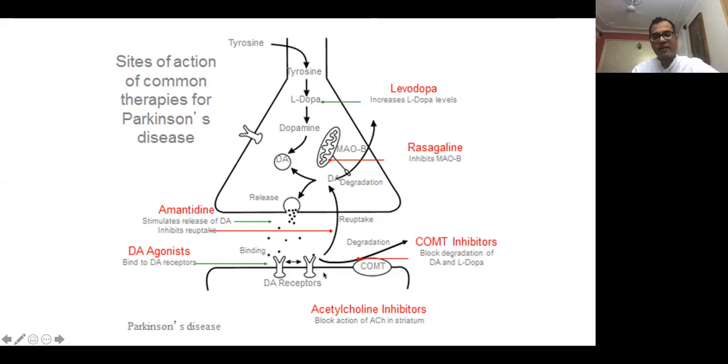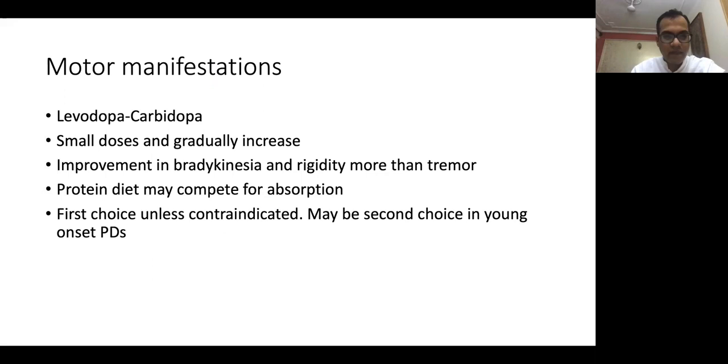We may reduce the degradation of dopamine by giving COMT inhibitors. And amantadine, which has dual actions. The core of therapy is the levodopa-carbidopa combination. So whenever you suspect Parkinson's, you start it off, and it serves as a therapeutic trial in diagnosis as well as in management.